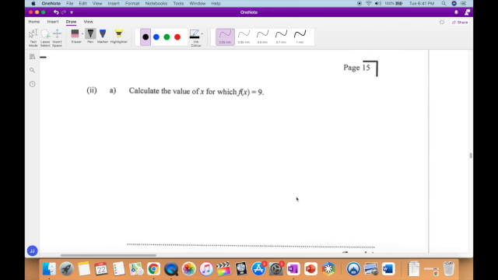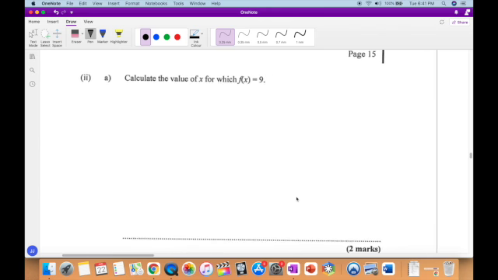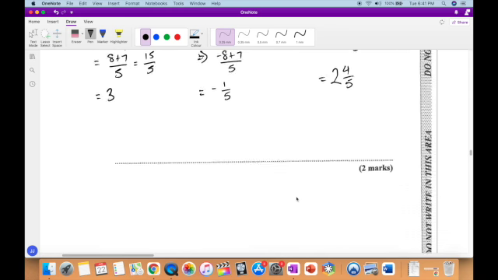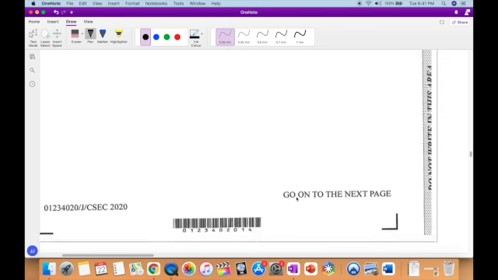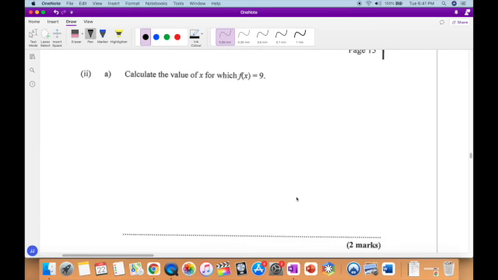Calculate the value of x for which f of x is equal to 9. What it is? 2x plus 7 over 5, right? So f of x is equal to 2x plus 7 over 5. Making these statements is not just for the examiner, it is also for you to have all of the information here. You don't have to keep going back, right?